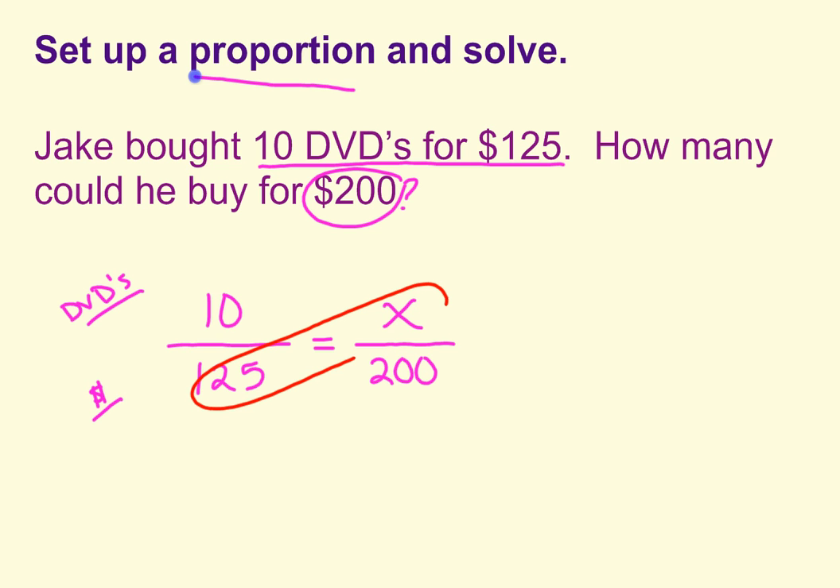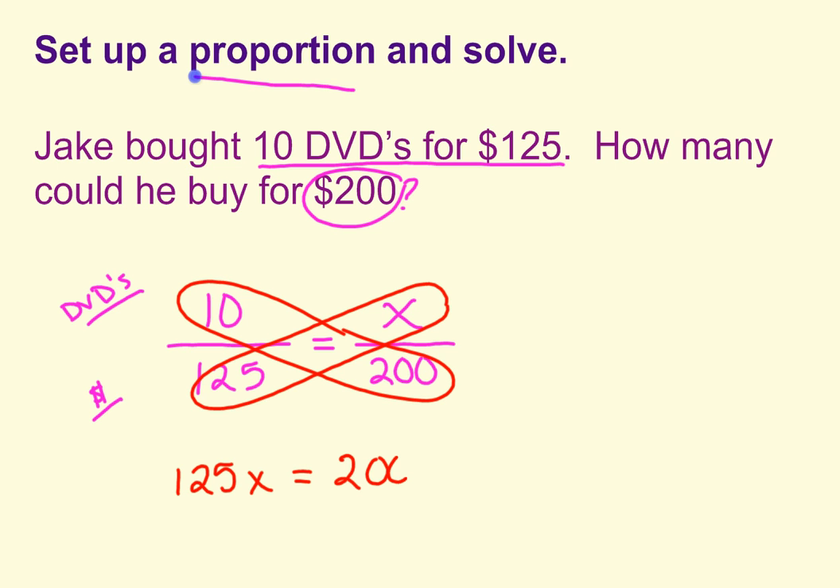So I'm going to multiply this first diagonal. We have 125 times x. Now remember, set it equal to the other diagonal. Don't create a fraction out of this. That's the most common thing I see. 10 times 200 is 2,000. And then we go ahead and we solve for x.